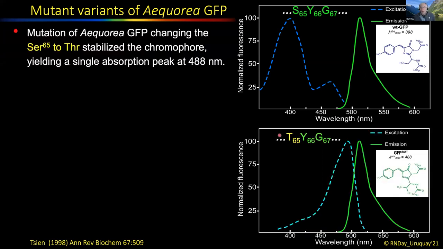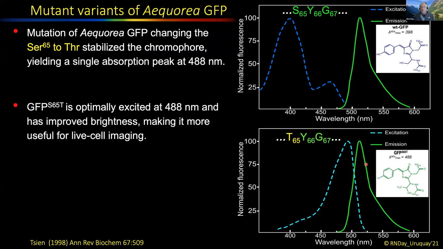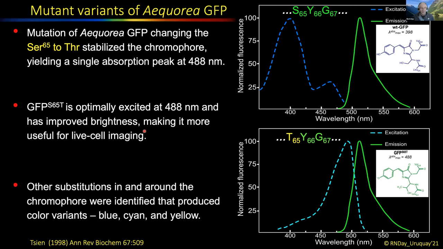And so Roger Chen's group figured out that if they substitute this serine position of the chromophore with a threonine, they stabilized the chromophore, and that yielded a single excitation peak at 488, with the emission still being around 513. And this was actually a brighter variant. And so this was the first evidence that by changing the sequence around the chromophore, you could dramatically change the spectral characteristics of the FP. So the S65T was the first of the optimized FPs.